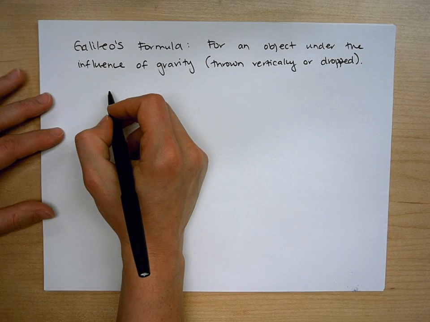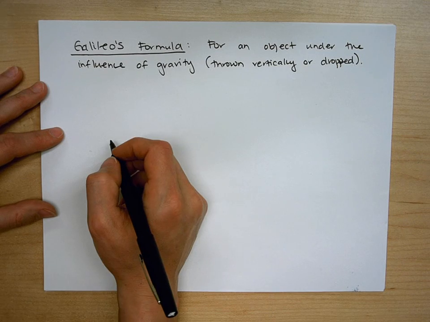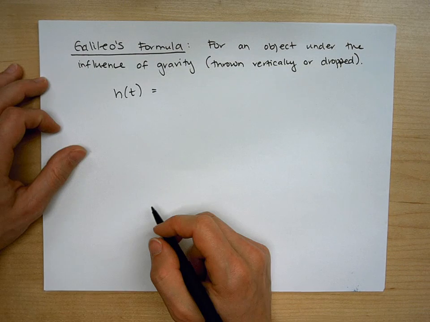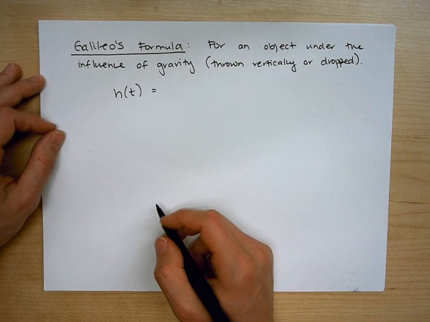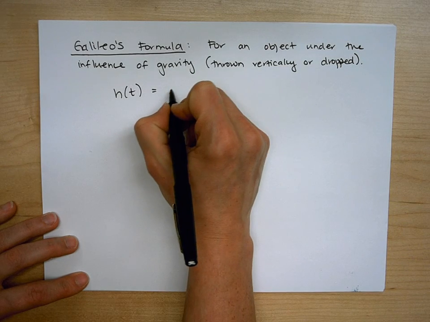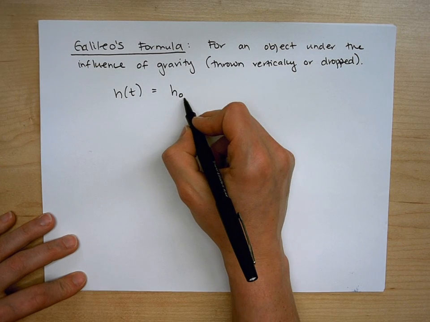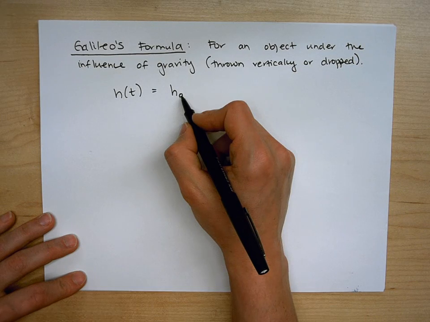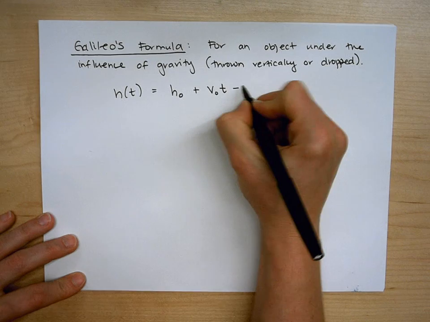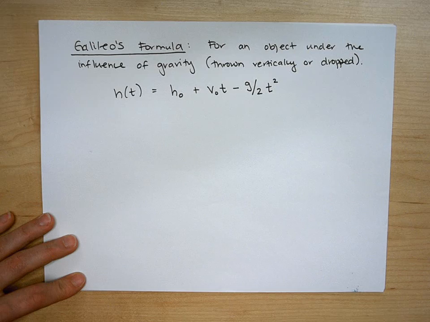So what Galileo's formula gives is the height of the object at any particular moment in time. As a function, that's what we want: at any moment in time, what's the height of the object if it was dropped or if it was thrown. Here's the formula that Galileo came up with. He said that the height as a function of time is given by the initial height, which we're going to say h sub 0, usually read out as h naught, plus the initial velocity times time, minus gravity divided by 2 times t squared.